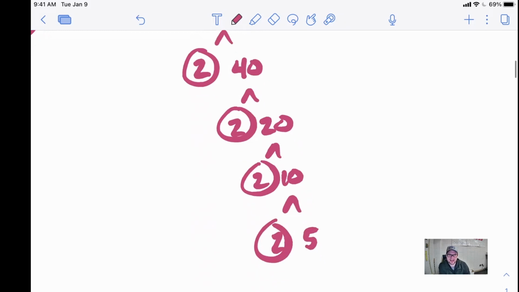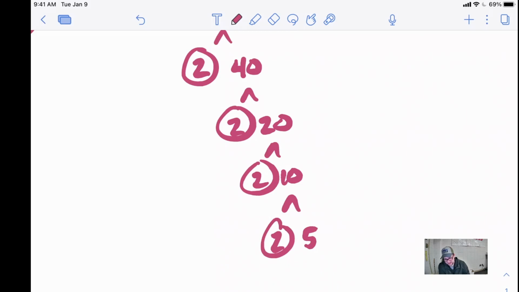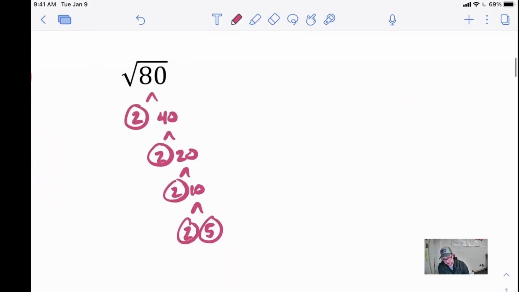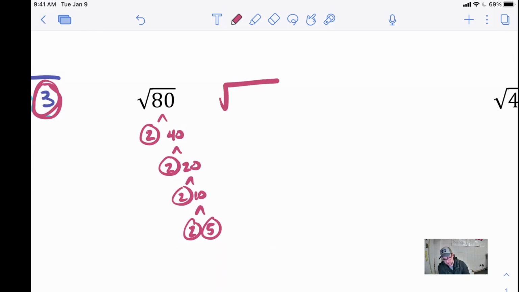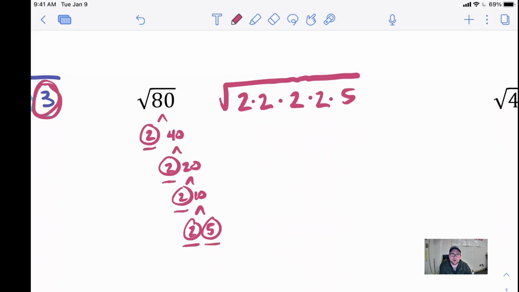Now, 5 can't really turn into anything else. If you're like, well, 1 goes into 5, yes, it does, but notice how that didn't get any smaller. We still have the 5. So if 5 can't get any smaller, we just circle it and we're done, right? So you always want to get these as small as they can. Now, that means we can rewrite our code to be 2 times 2 times 2 times 2 times 5, right? All of our ending numbers. We had 4 2's and 1 5.